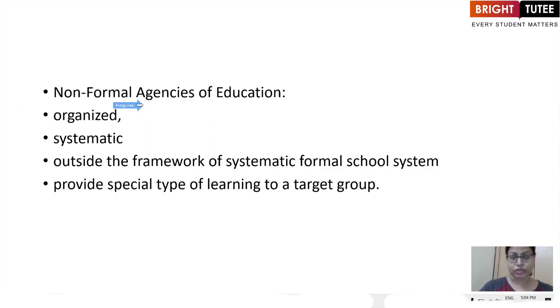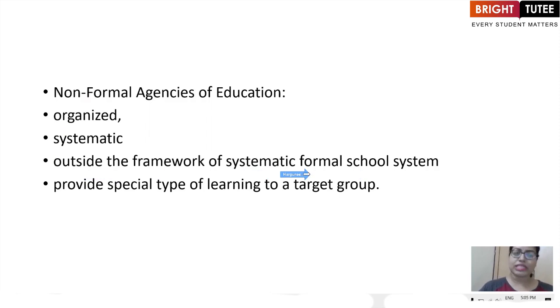Now, when we talk about the non-formal agencies of education, like the formal ones, these are also organized. They are systematic. It's not that they work in a very random and haphazard manner. They do have their rules and policies. But yes, relatively, if we have to compare it with the formal ones, they are slightly flexible. They are outside the framework of the systematic formal school system.